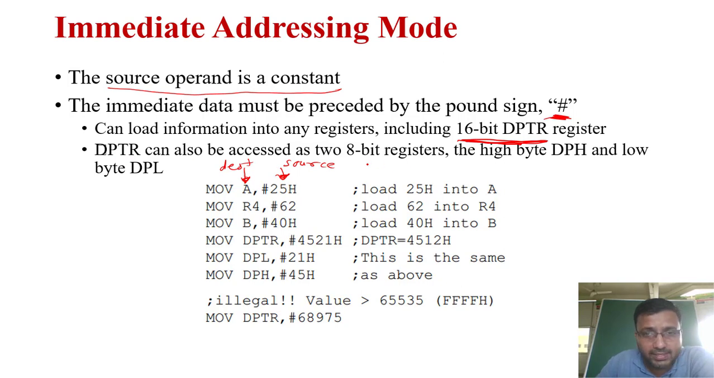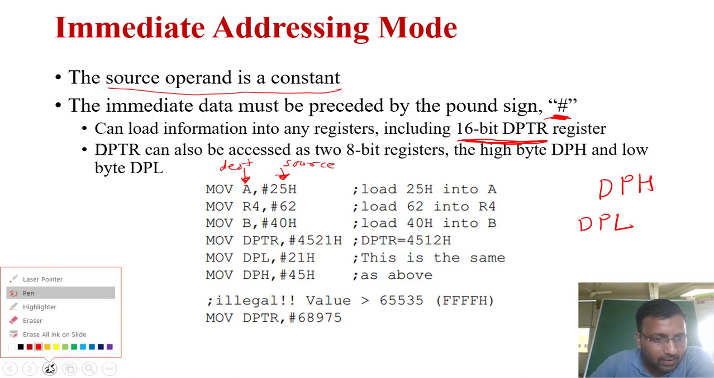DPTR is also accessed as 8-bit registers, like we can have DPH, that is data pointer higher byte, and DPL, that is data pointer lower byte. So you can access it through these as well. I will give you an example here. So how does the example work?